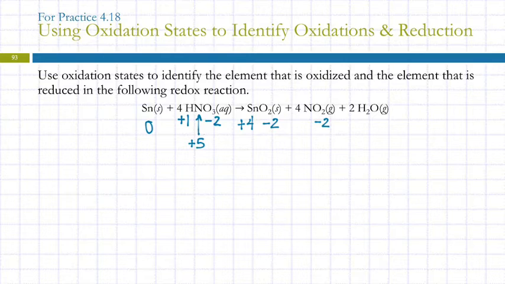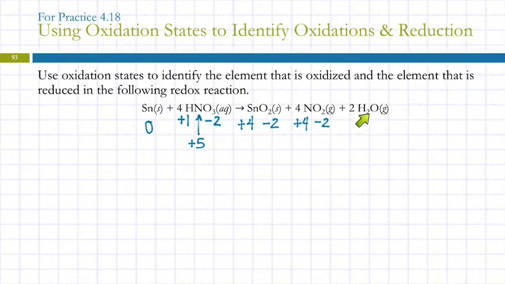So what does the nitrogen have to be? Plus 4. Now sometimes students get confused by these coefficients. The coefficients are for balancing the equation. They have nothing to do with oxidation states. We're looking at the NO2 here.